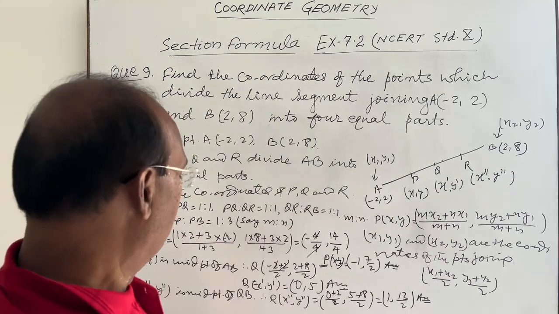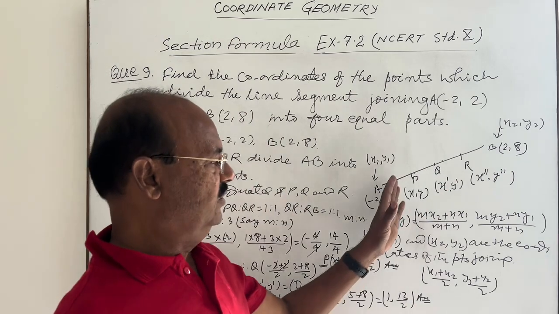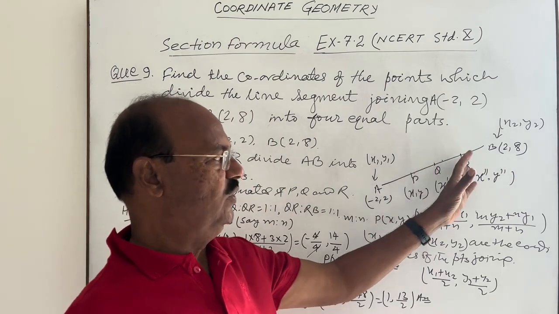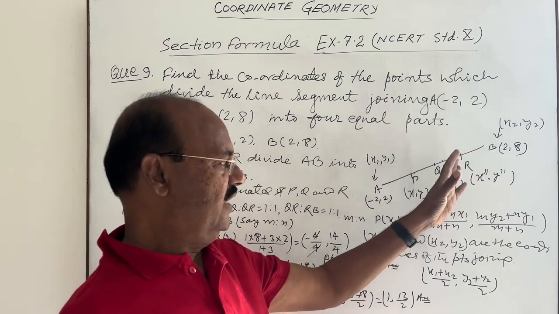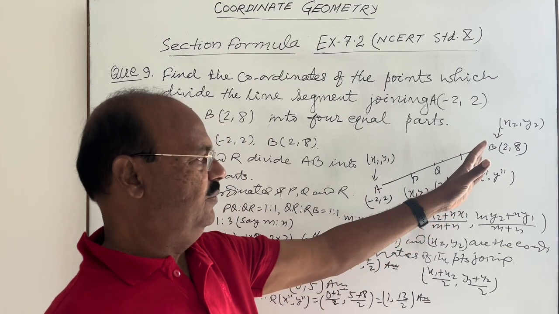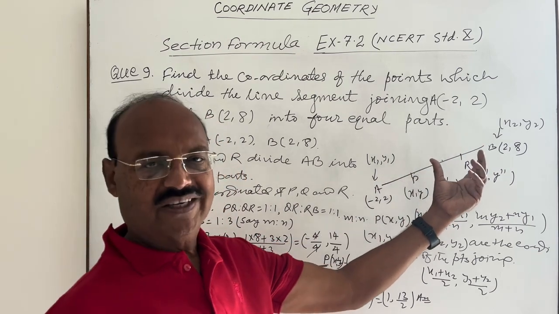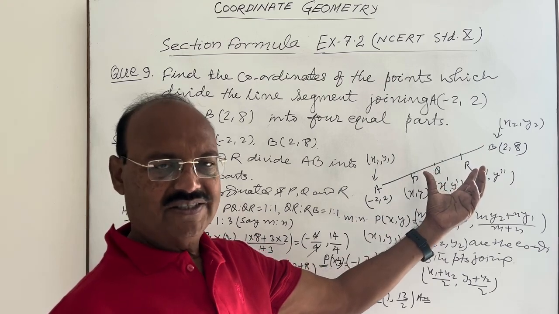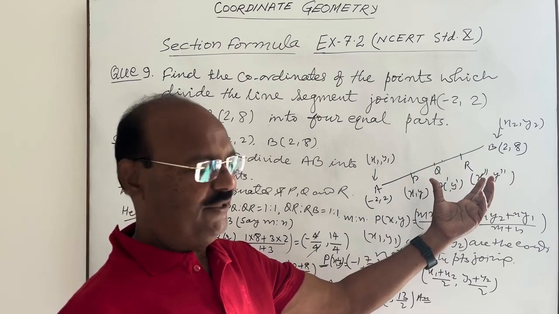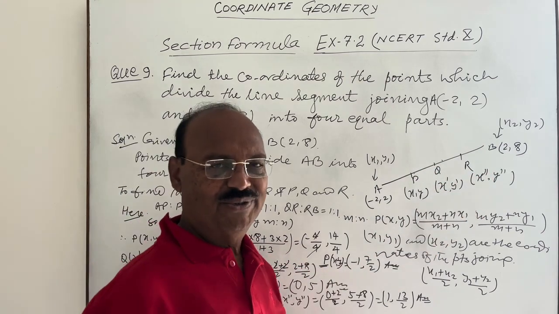So in this way we can find the coordinates of the points P, Q, R, those points which divide the line segment AB into 4 equal parts. Understood? Very interesting, very simple. Okay, thank you very much. Wish you all the best.